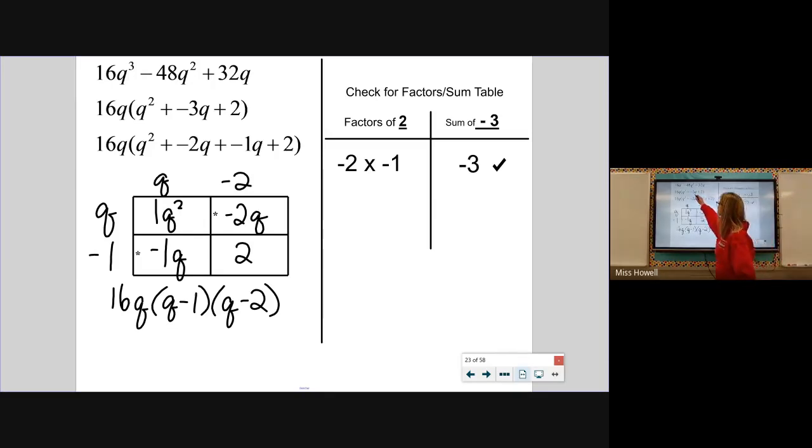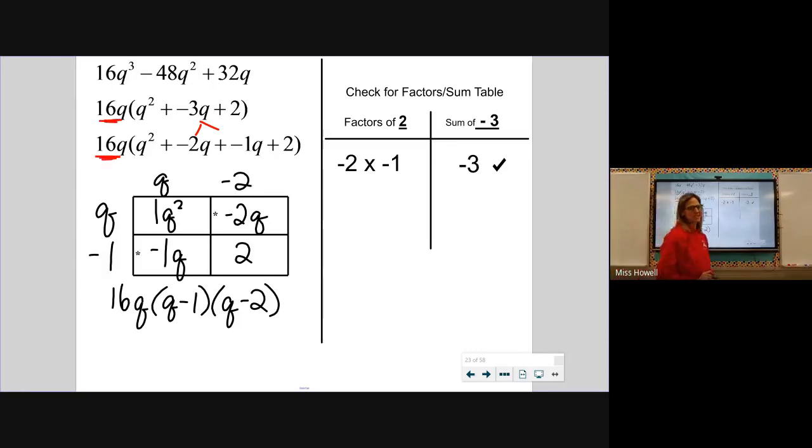We're going to then take this negative 3q and break it up into a minus 2q minus 1q. I have the plus negative versions, but you could obviously just have subtracting there. All right, row by row, column by column to get our factored version of 16q times q minus 1 times a q minus 2.